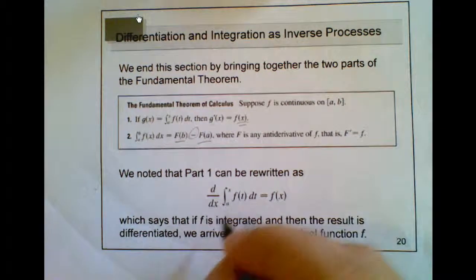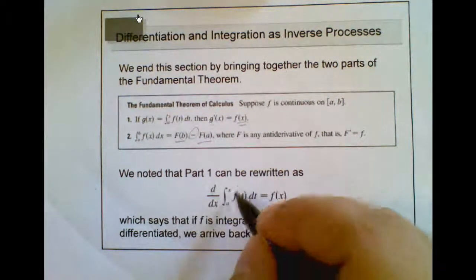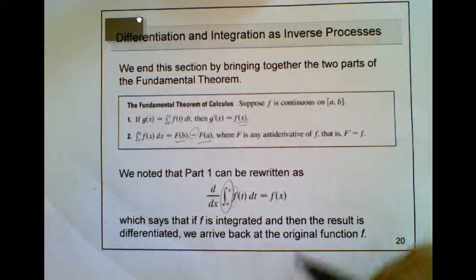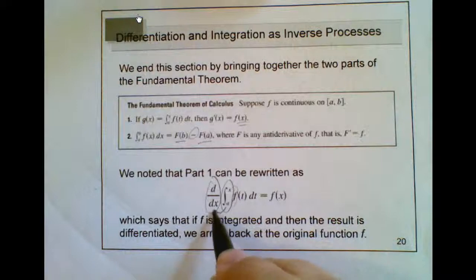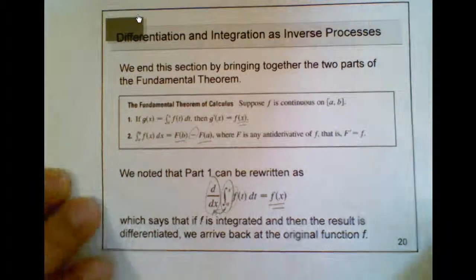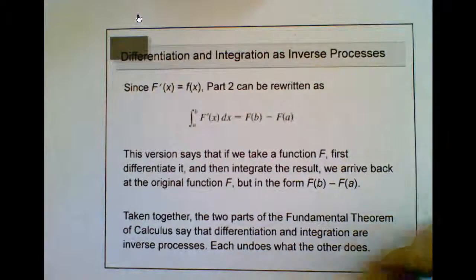Now, if you see part 1 written in this way, you can say the following. If you have a function that is integrated and then differentiated, then because these two processes work as inverses, you have the function that you started with. And now the other part, then we can say similarly in the other order.